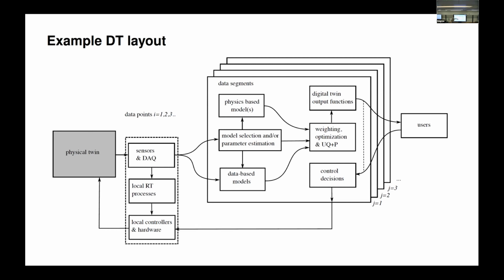Okay, and then within each data segment, we're going to carry out some kind of workflow. Here, for example, we've got some combination of physics and data-driven models, which are going to be selected or ensembled together, and they're going to create output functions, which you give to the users. And then, of course, we're assuming the users are humans and that they're going to make some decisions. These are control decisions in this context, which then come back to here, and there's a continual update and so on.